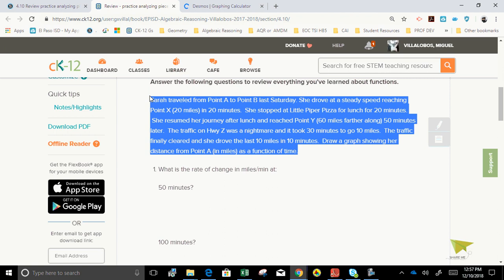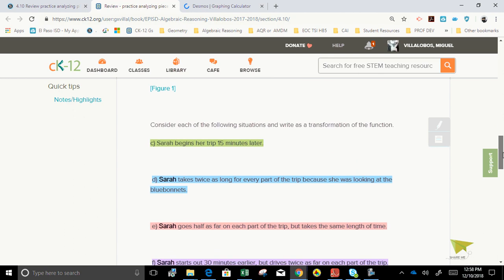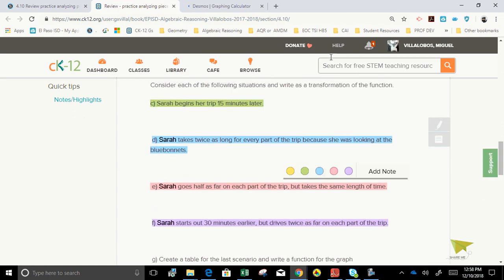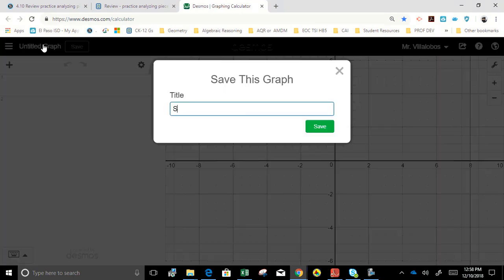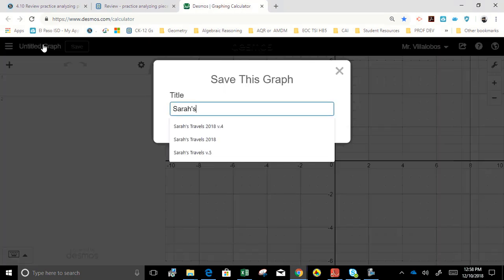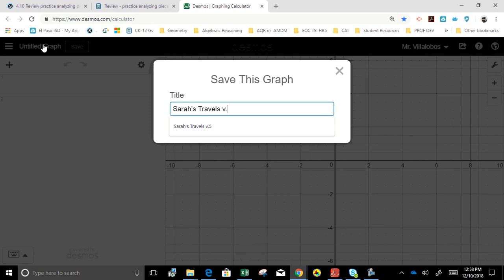Okay, I'm going to highlight this, Control C, and later we're going to do these other pieces on a piece of graph paper, electronic, on our Desmos, which is here. And I would recommend that you sign in. I'm already signed in. I'm going to title this Sarah's Travels, version 7.